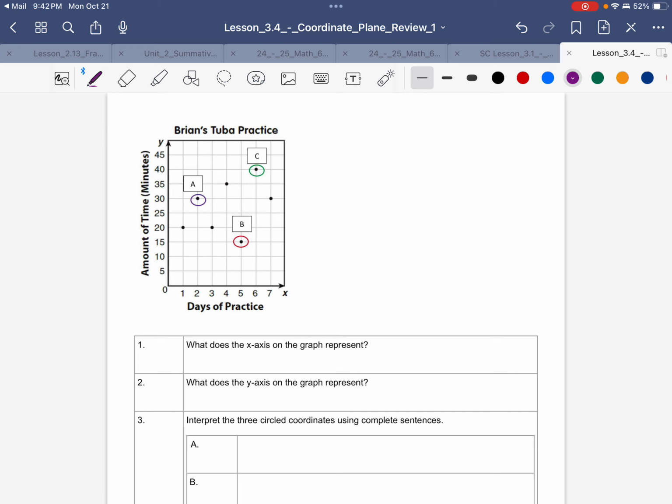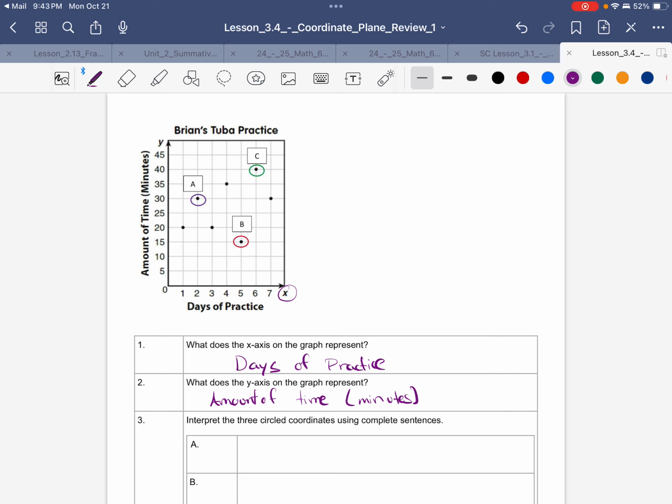So let's try it. Again, when it's your turn on these CFUs, I encourage you to stop the video, kind of try it out, and then come back and see what you came up with. So I'm going to keep going. The x-axis here, it represents days of practice. Tells you right there. And our y-axis is amount of time. And our unit is minutes. So interpret the 3 circles.